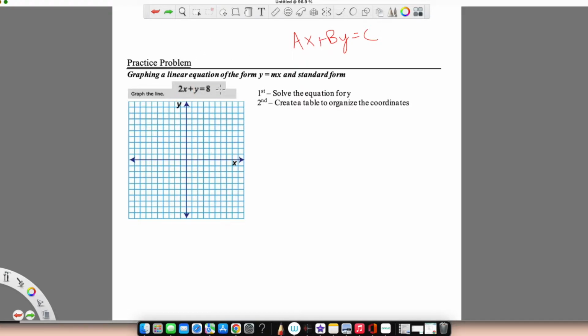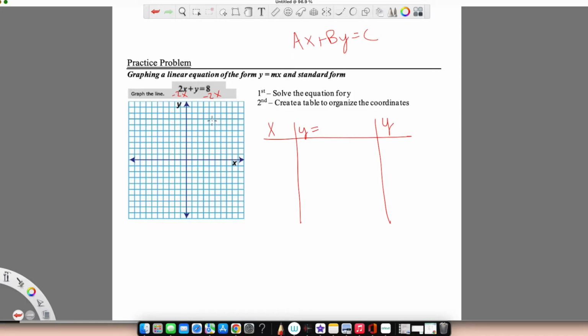So this is the basic idea here. You're going to solve the equation for y, and then create a table to organize the coordinates. This is definitely one way to complete this. Solving it for y makes it just a little bit easier, so that when you have an xy table like this, it's very easy to just plug numbers in and say y equals, and you just work the problem out. So this is that idea of literal analysis. We're going to change the equation just a little bit to make it a little easier to work with.